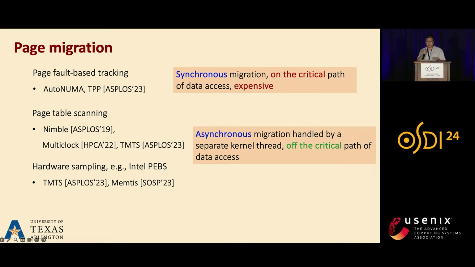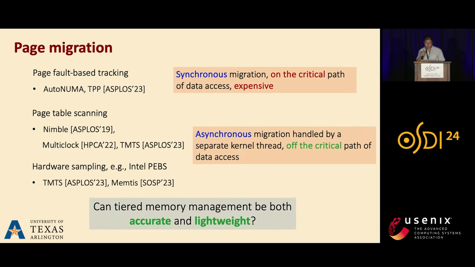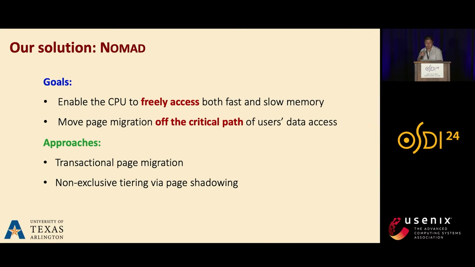Depending on how page migration is done, it can be classified as synchronous migration and asynchronous migration. Accurate access tracking, such as page fault-based tracking, is usually followed by synchronous page migration, while asynchronous page migration can be used for page table scanning and hardware sampling, since they are done by a separate kernel thread. So, our question is, can tiered memory be both accurate and lightweight?